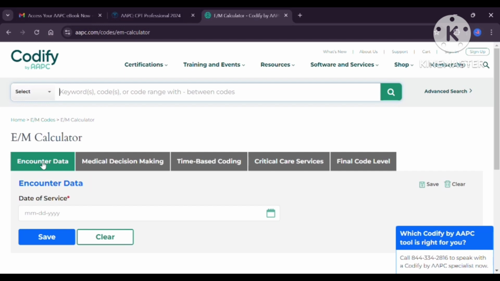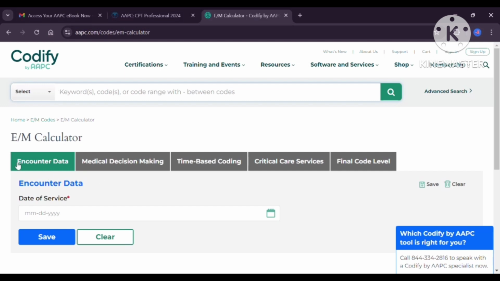So how are we going to do it? I will give you one example. Just imagine that a patient is coming to the hospital today with a swelling in the hand after he met with an accident. He is coming to the hospital, the doctor is examining him and giving the treatment, and he is actually a new patient.